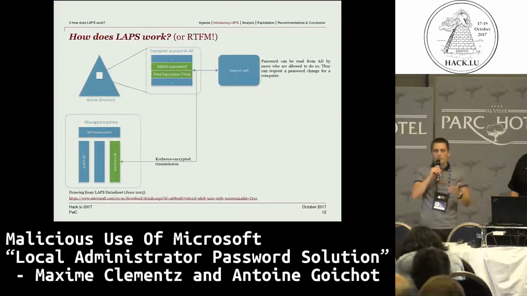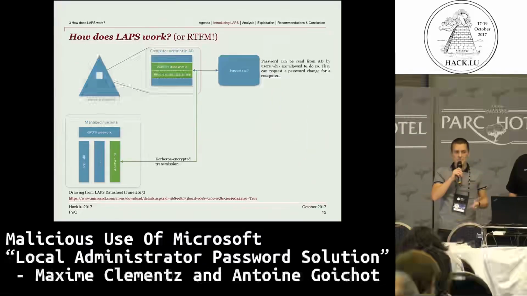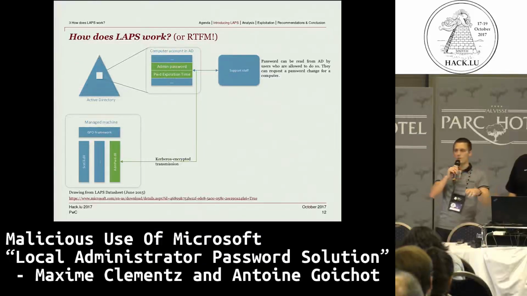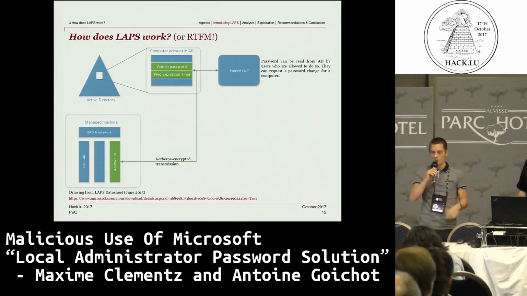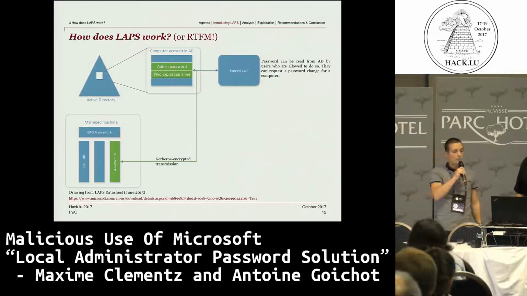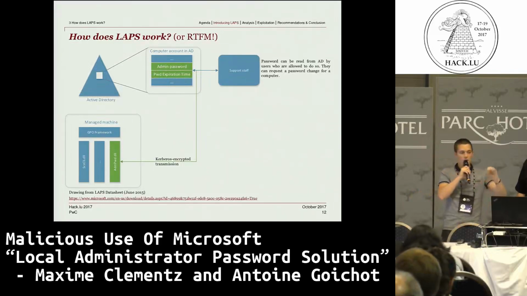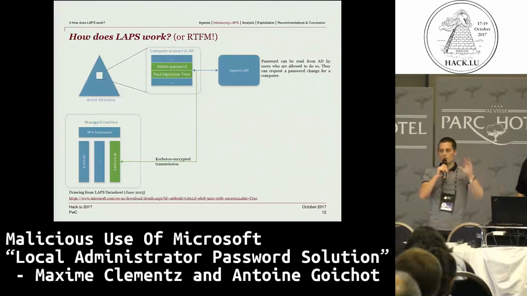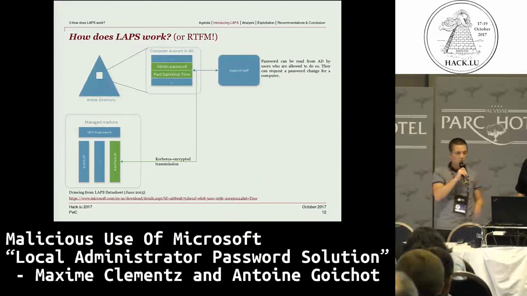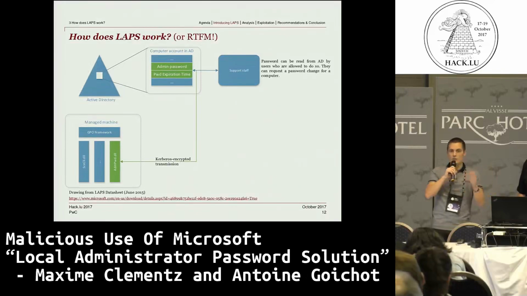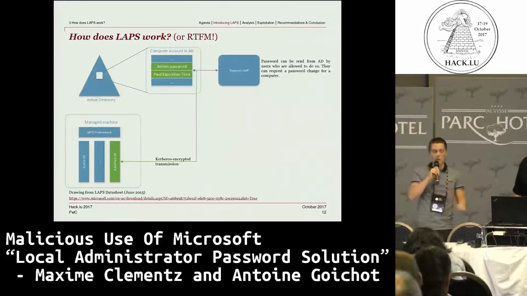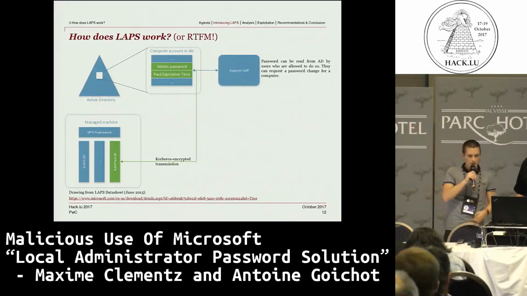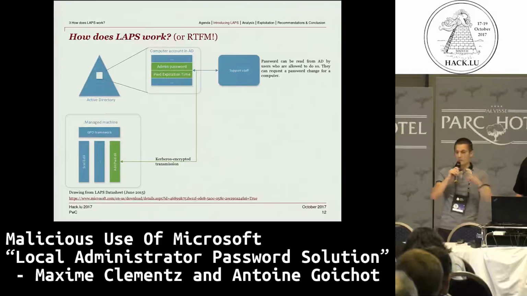So how does LAPS work? Well, actually, it's fairly simple. This is taken from the official documentation from Microsoft. You can see top left that we have the Active Directory. And for each computer account that you are going to manage with LAPS, you will have two attributes. The first one is the admin password, which is in clear text, and the second is the password expiration time. Of course, the admin password is not readable by anyone on the domain. By default, it's only readable by the domain admin. And then on the bottom of this image, you will see the managed machine.